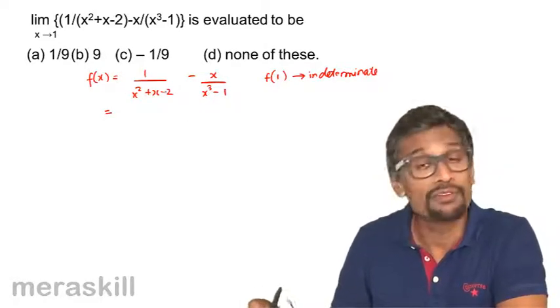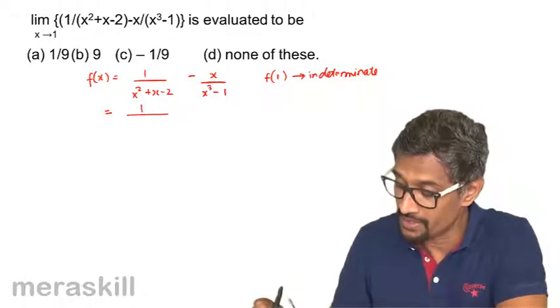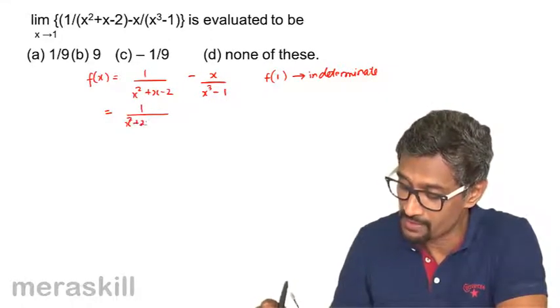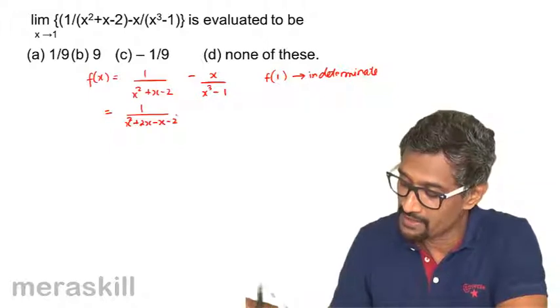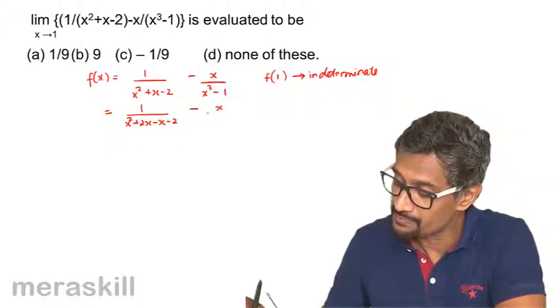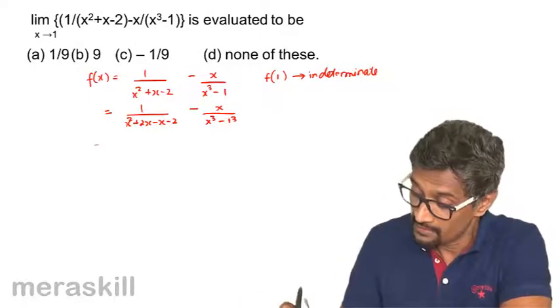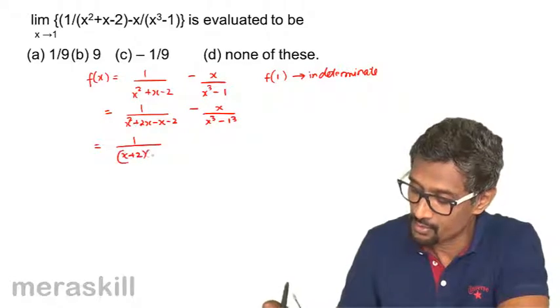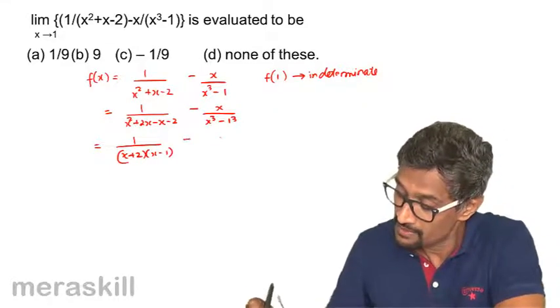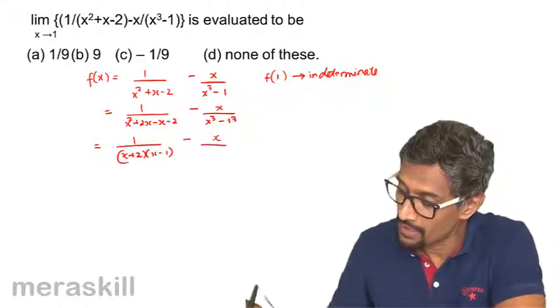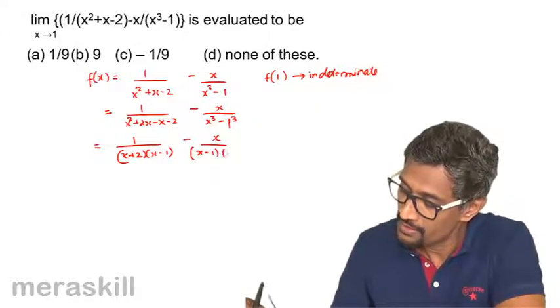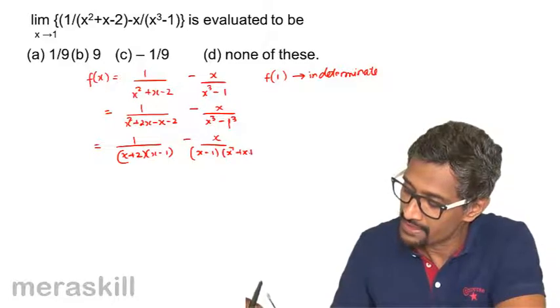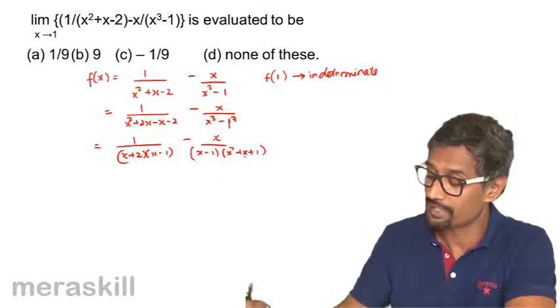So what do we do? We factorize the denominator. When you factorize the denominator, you get x squared plus 2x minus x minus 2. This on factorization gives you (x plus 2) into (x minus 1). Here we use the a cube minus b cube formula. The second term will turn out to be x upon x cubed minus 1 cubed, which is (x minus 1) into (x squared plus x plus 1), using the a cube minus b cube formula.